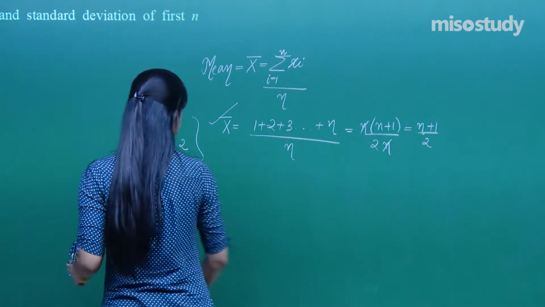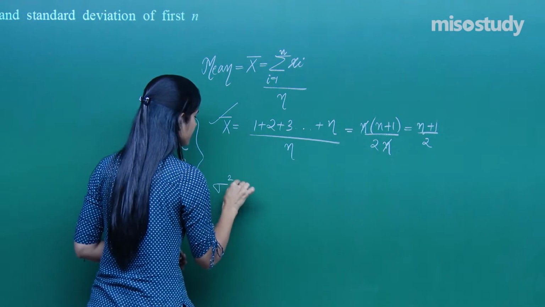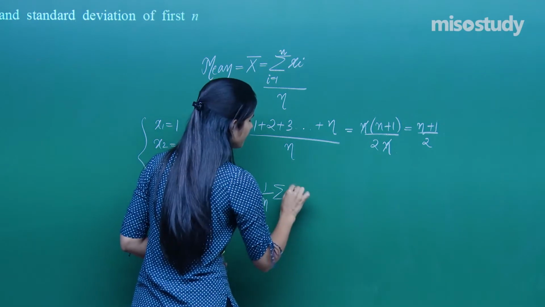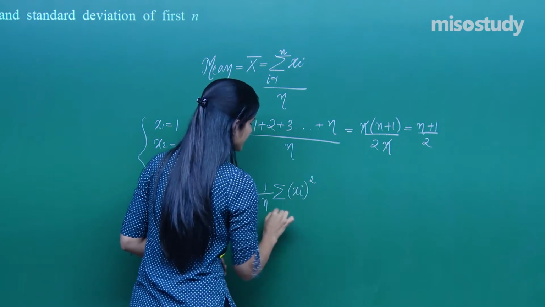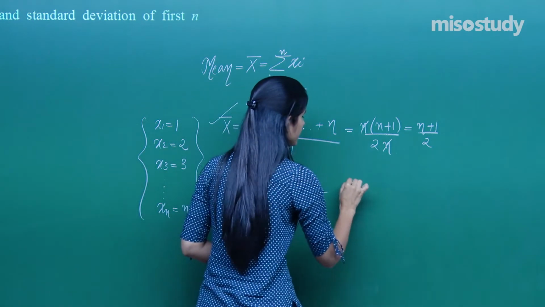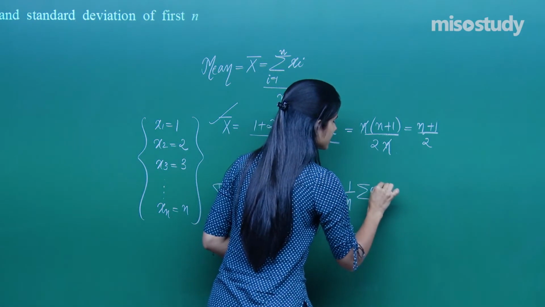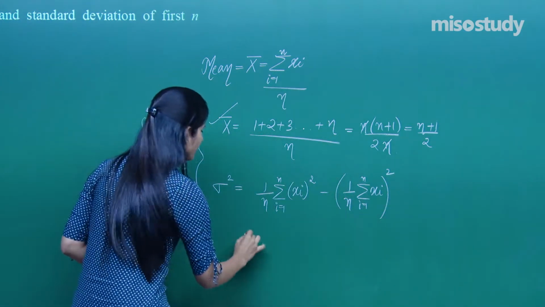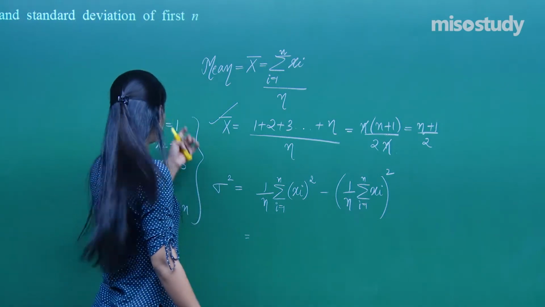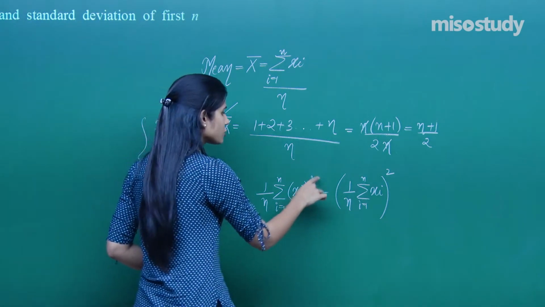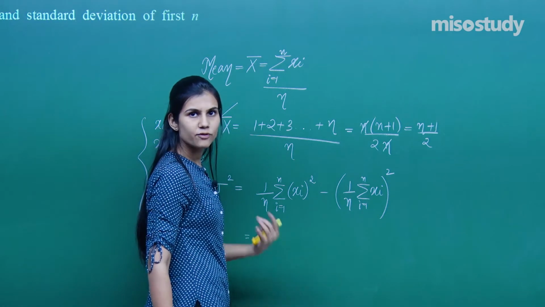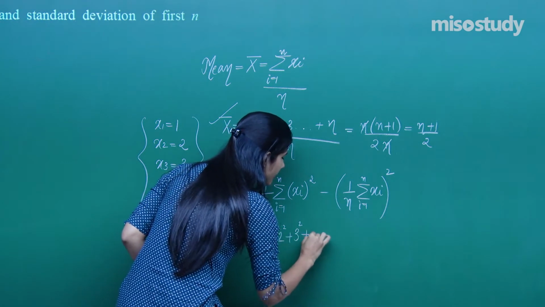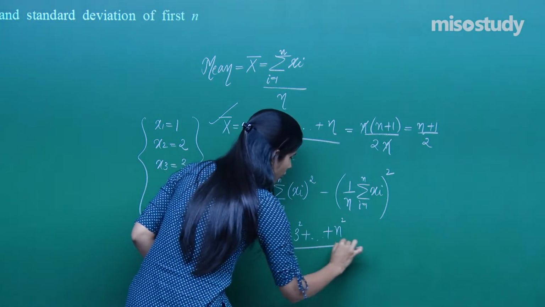How do you do it? Let's see. If I talk about standard deviation, I know how it is evaluated. It is evaluated as 1 by n summation xi square, i varying from 1 to n, minus 1 by n summation xi, i varying from 1 to n, whole square. I know x1, x2, x3 up till xn are nothing but 1, 2, 3, 4, 5 and so on till n. So if I am squaring each of the xi's and adding them from 1 to n, that means I am taking 1 square plus 2 square plus 3 square plus and so on plus n square, whole upon n.